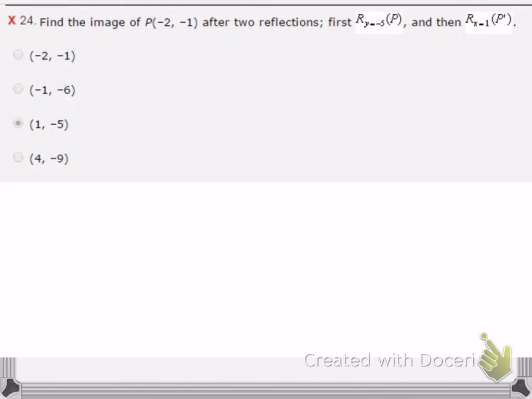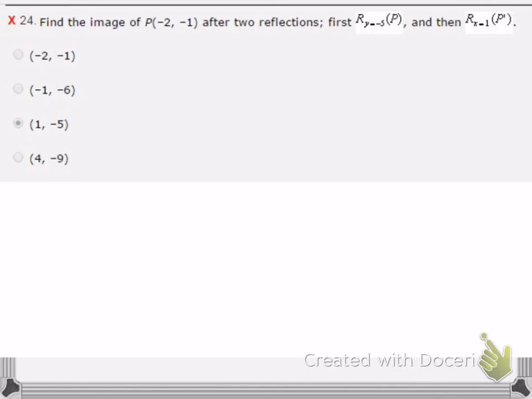I'm dealing with another frequently asked question from week 25, and I'll also get it quite frequently in week 26. Find the image of the point (-2, -1) after two reflections. It tells us the order in which to do the reflections. First, they want us to reflect the point P across y equals -5. Then reflect that new point, which they call P prime here, across the line x equals -1.